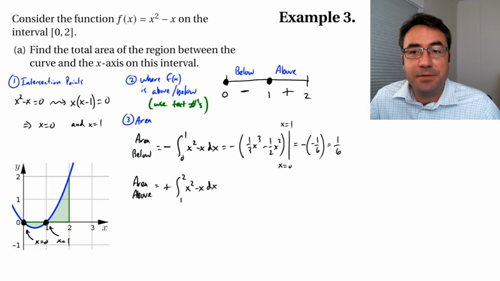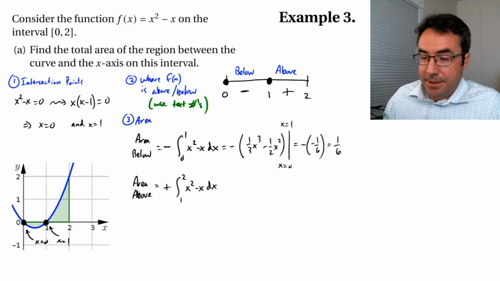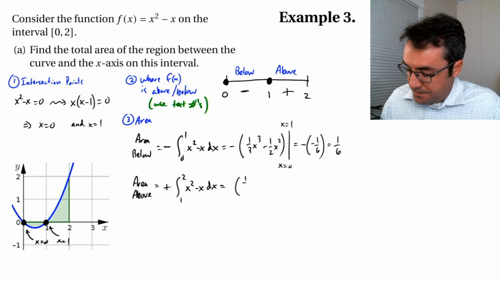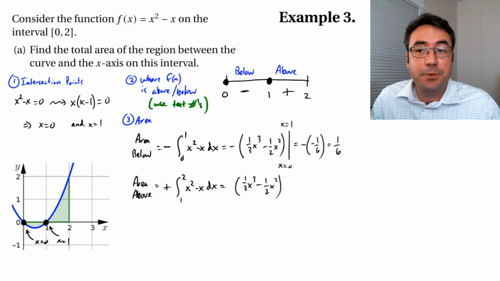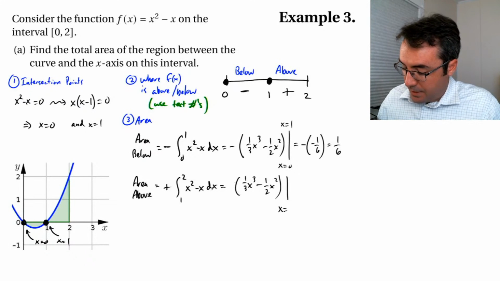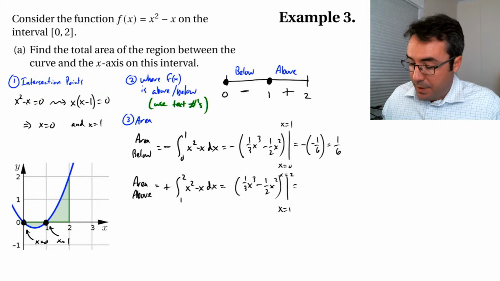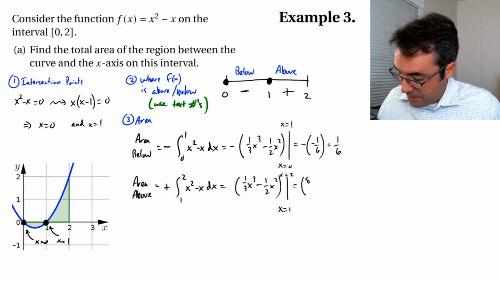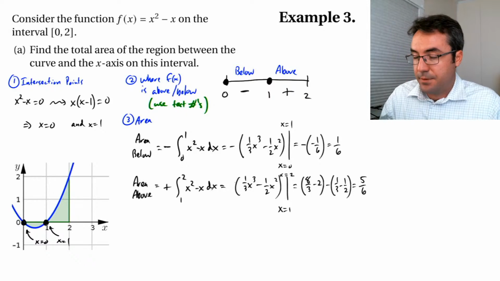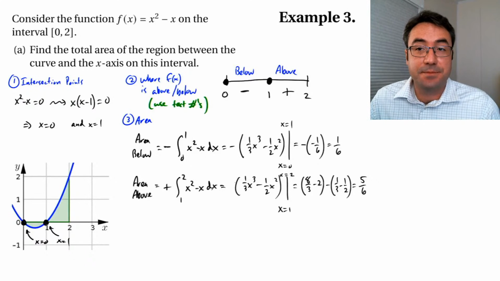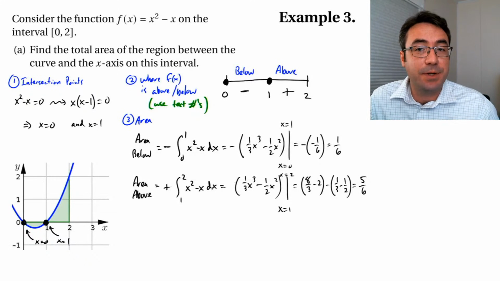Now what about that region that sits above the x-axis? There we're integrating from 1 to 2. Same antiderivative, except without that additional negative in front. So the antiderivative for this one is just 1/3 x cubed minus 1/2 x squared. And we're integrating from x equals 1 to x equals 2. We do our evaluation, and what we end up with is 8/3 minus 2 minus 1/3 minus 1/2. And if we do our simplifying there, we end up with 5/6. So the area for that region above the x-axis is 5/6 units.